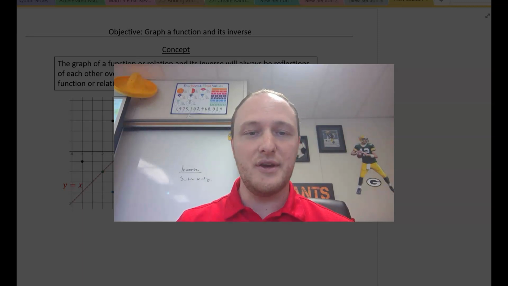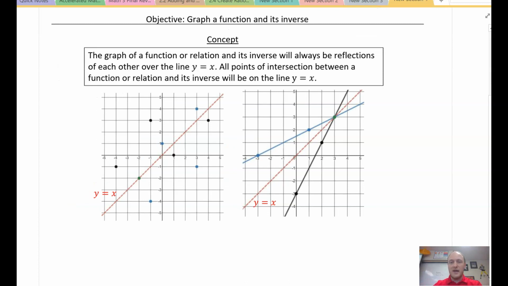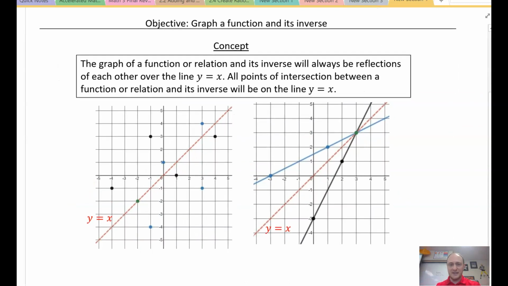All right, so without any further ado, the concept for this lesson is going back to an inverse. So how do you find an inverse? Well, you're going to switch x and you're going to switch y. So when you're graphing inverses, it's a good idea to plot the line y equals x. And you'll see it here in a dashed line. This line is significant because if any of the points intersect, it's going to occur on this line.